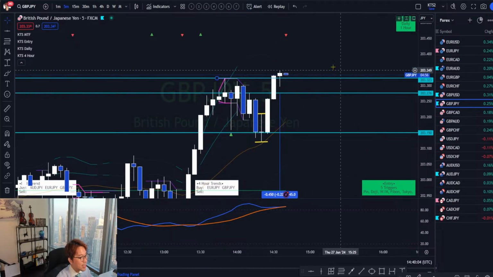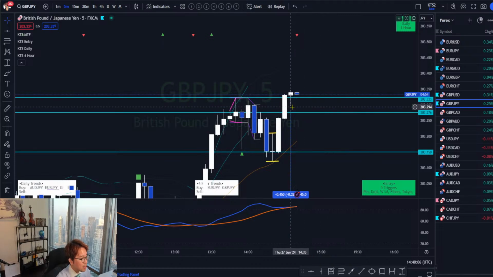Okay, so this candlestick closed with a bullish pin bar or bullish doji. So the momentum is really weak. The bullish momentum is really weak. So let's see if this one closes as a bullish bar or not.